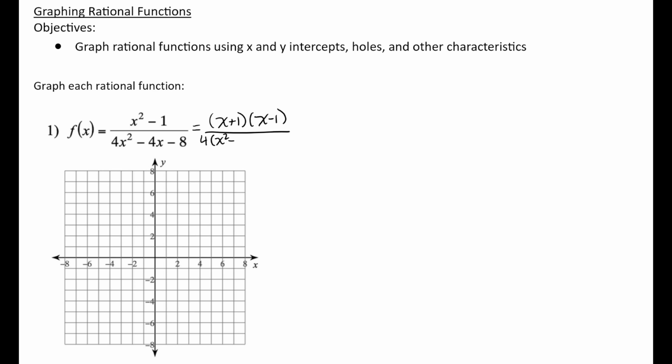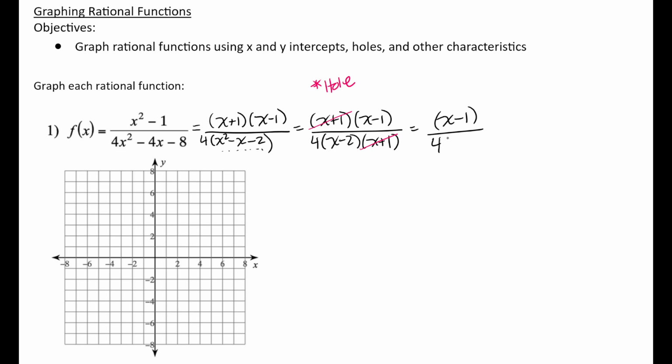So I'll get x squared minus x minus 2. I can still factor the denominator, so I'm going to do that. I get x plus 1 times x minus 1 over 4 times x minus 2 times x plus 1. Okay, so I can see that I will have two terms that will cancel out, which means we have a hole. And the reduced version of this will be x over 4 times x minus 2.